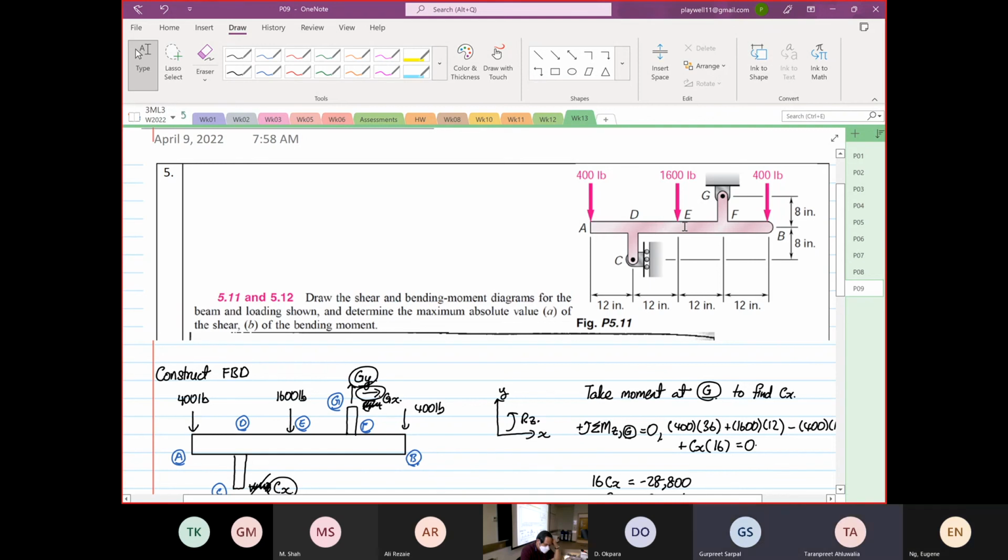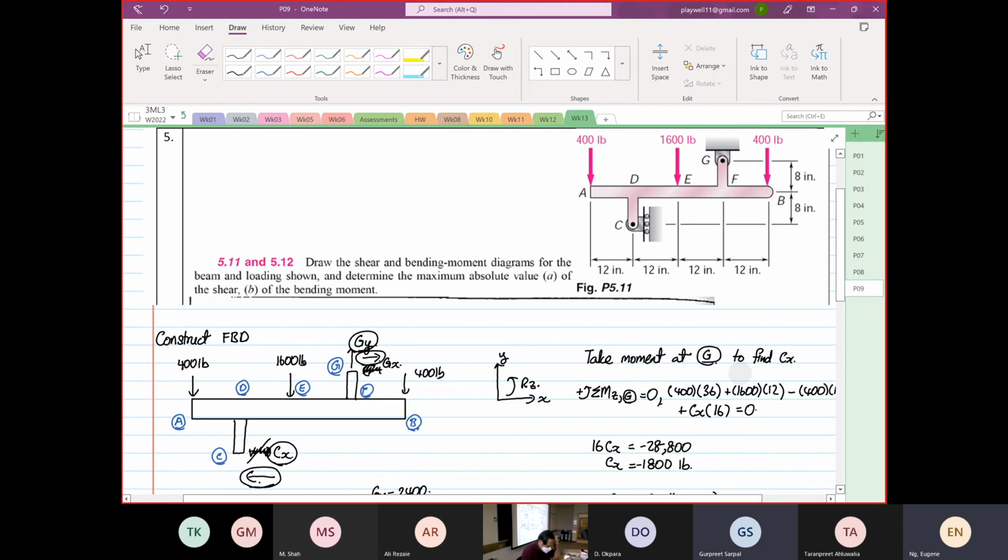Okay, we break it into segments, correct? You cannot do B to E. You can do B to F, F to E, E to D, D to A. You cannot jump. I think he was saying D to E, not B to E. Yeah, D to E. Why not I form the shear force and bending moment equation from A to point E?